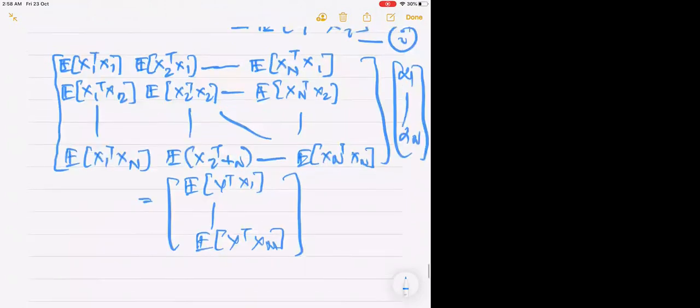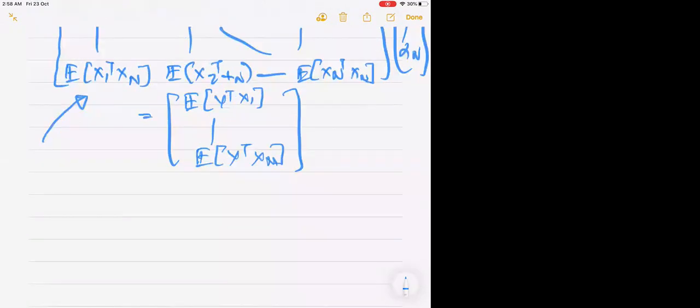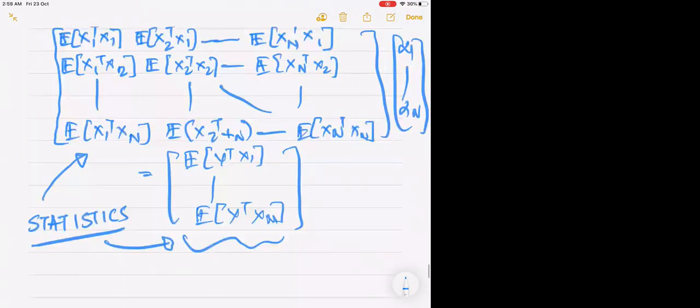This matrix out here is obtainable from the statistics, from the known statistics of these random variables. This also is a part of the known statistics, so I know these expected values, and from there I just have to solve this linear system of equations to obtain this alpha 1 up to alpha n. Yeah, that's it.